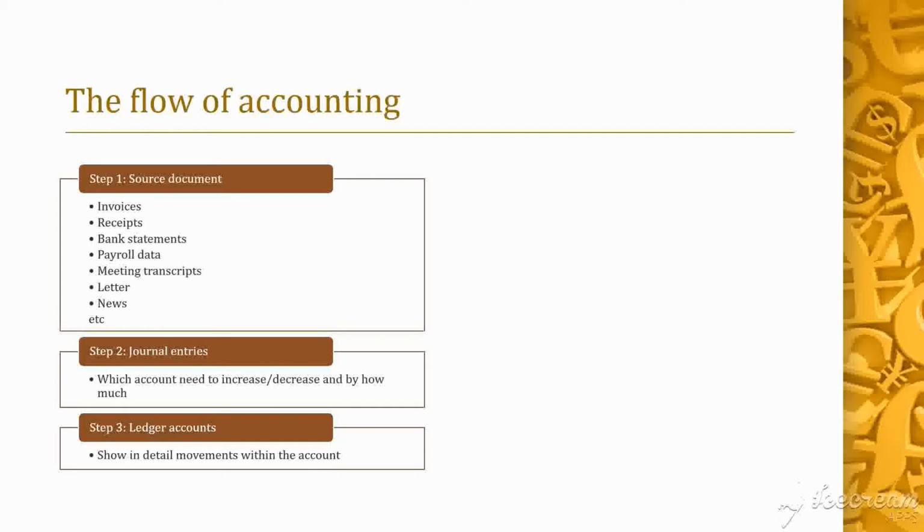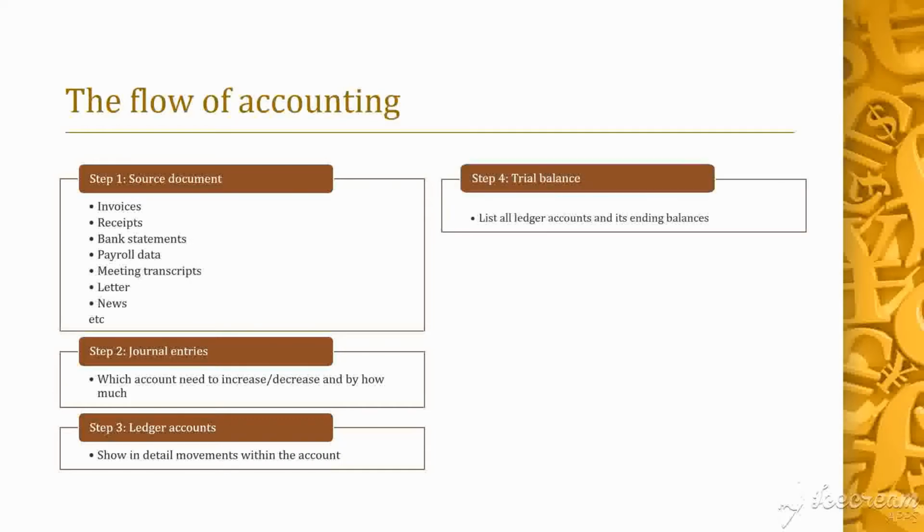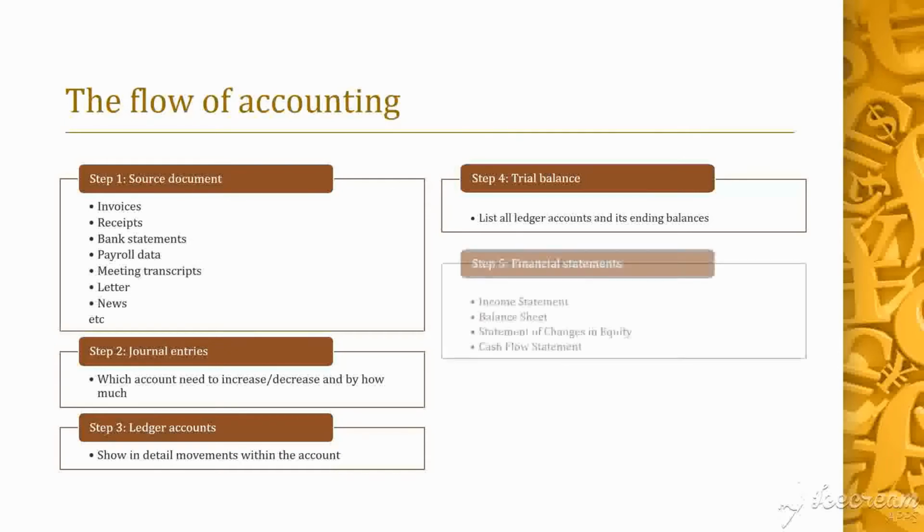After all ledger accounts are prepared, all the account balances will be presented in the trial balance. The trial balance also works by checking for arithmetic errors, which will be explained in the trial balance video. Finally, the last step is the preparation of financial statements based on each account balance. The 4 major financial statements are the income statement, balance sheet, statement of changes in equity, and cash flow statement. We will go through these financial statements in detail in their respective videos.